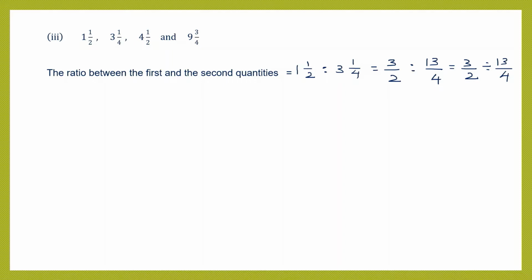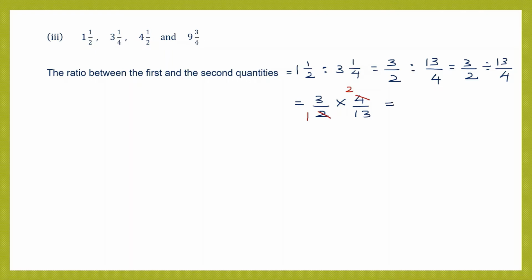Now when we do a fraction division, 3 by 2 divided by 13 by 4, division becomes multiplication and we write the reciprocal, 4 by 13. Now let's see what we can cancel here. I can cancel 2 and 4. 2 ones are 2, 2 twos are 4. That's it, I can't cancel anything else.